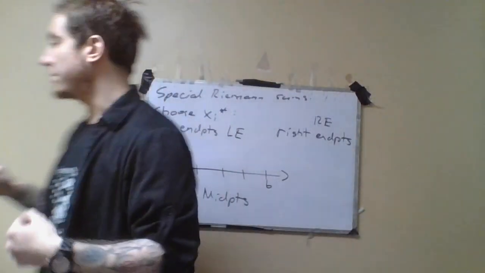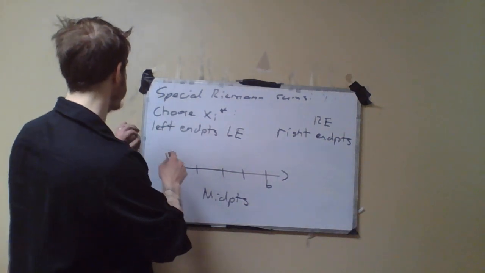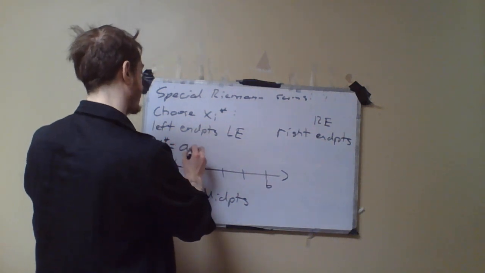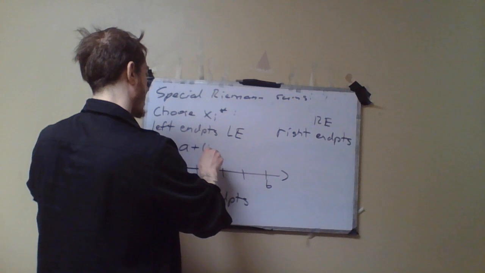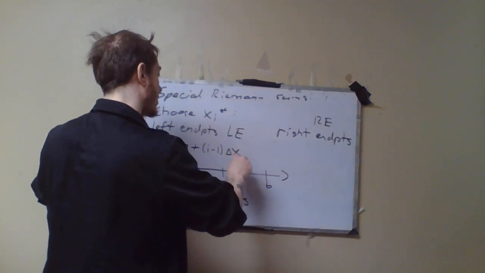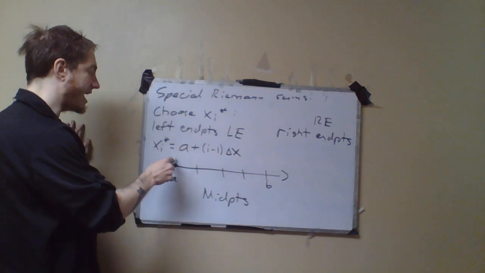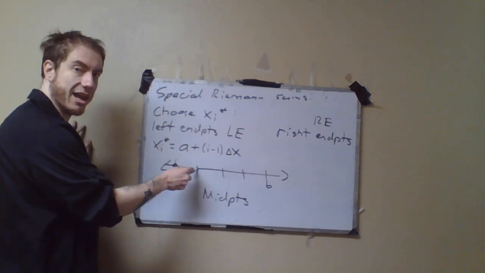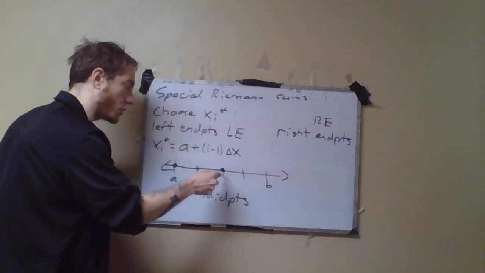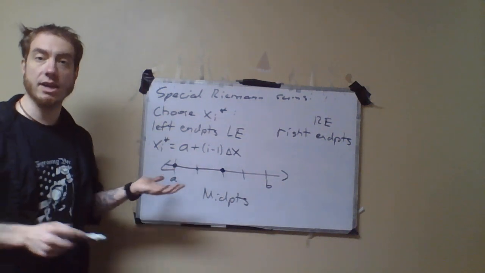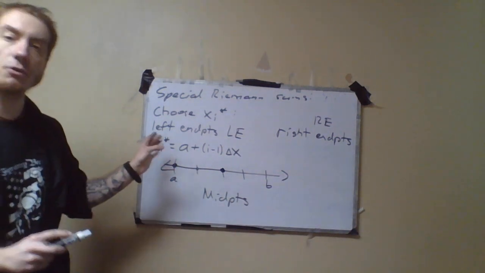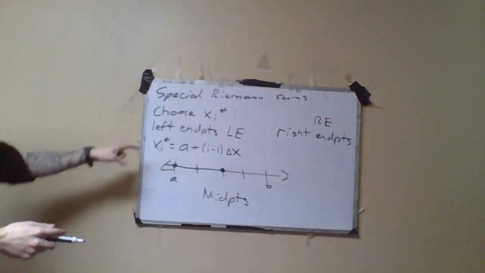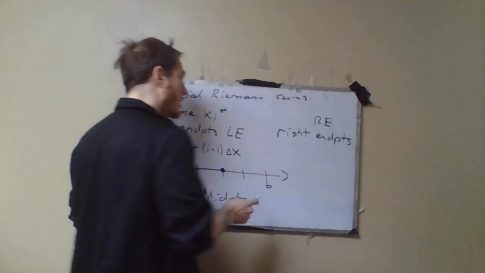How do you get the left endpoints? Well, in this case, you would take xi star to be equal to A plus I minus 1 times delta x. Because that would mean that x1 sits here at A, x2 gets bumped over by delta x to the next left endpoint, x3 gets bumped over to the third left endpoint, and so on, okay? So this is what you do. And like I said, one of the reasons for choosing left endpoints is simply because it's relatively simple to write down. What about right endpoints?